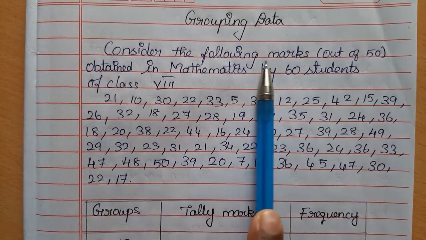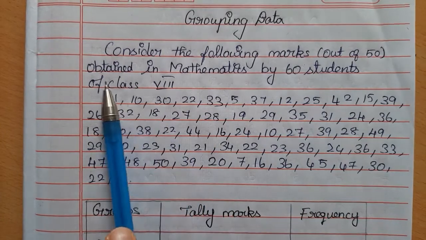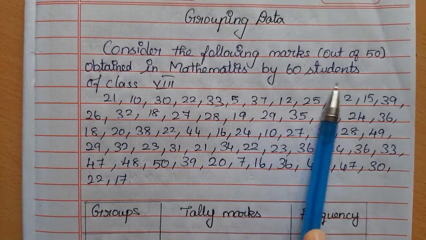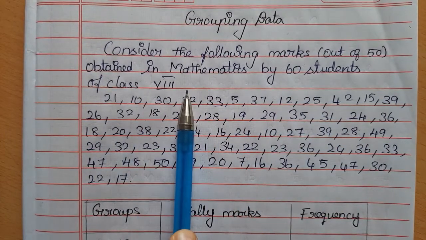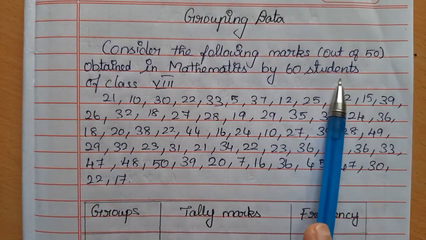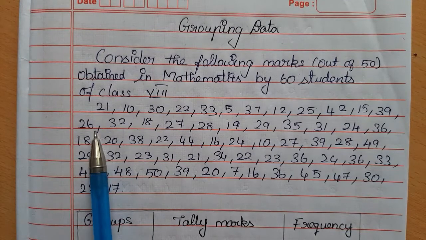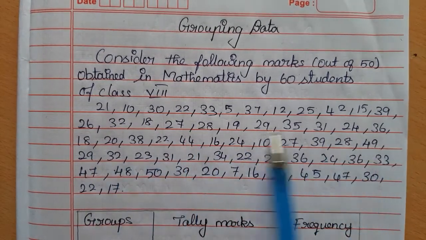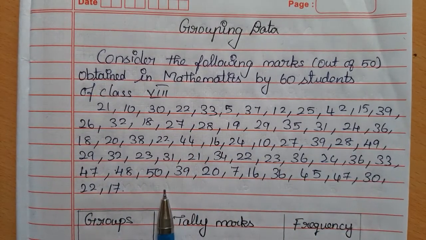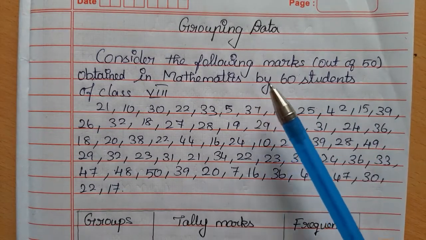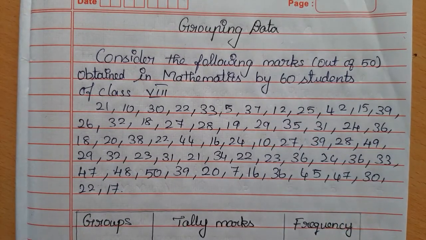Here I am considering the following marks out of 50 obtained in mathematics by 60 students of the class 8th. In class 8 there are 60 students and here are the marks of the 60 students. It's 21, 10, 30, 22, so there will be 60 marks, right? Now I am going to make it into groups. A group just like 1 to 10, I am going to consider as one group.